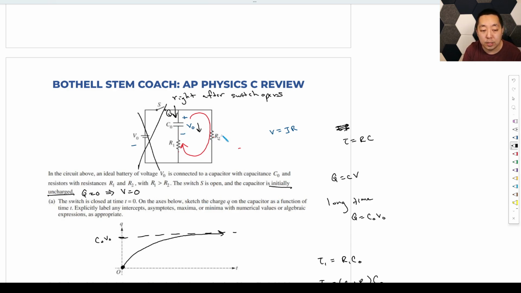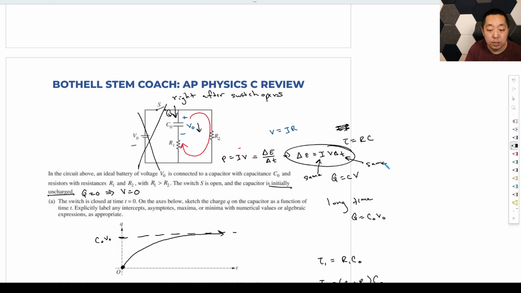All the energy in the capacitor has to go through these two resistors. Because they're in series, they have the same current going through them. So the power is equal to I times V, which implies that the amount of energy is just the current times the voltage times the amount of time. Because they're in series, this is the same for both resistors. It's the same amount of time. So really, the only difference between the two resistors in terms of the amount of energy dissipated is just the voltage drop across them.